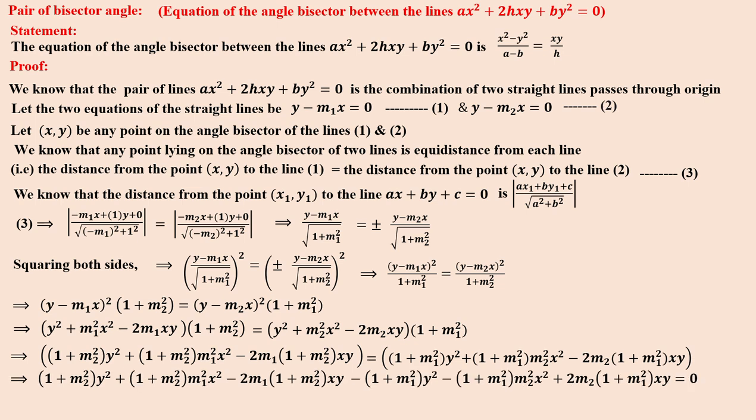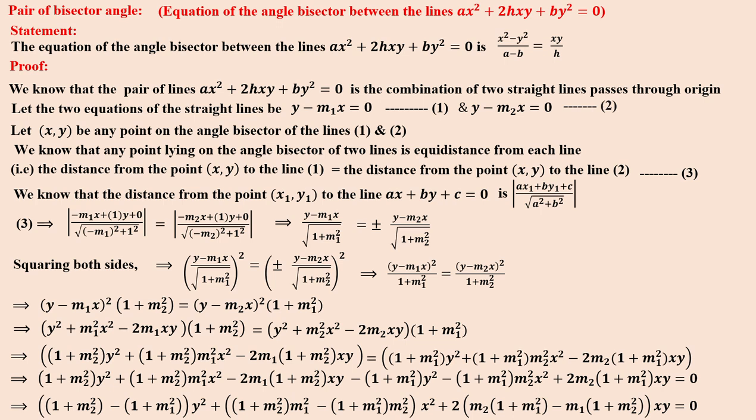Now we are bringing all the right hand terms to the left hand side, so we are changing the sign of those terms. That is 1 plus m2 square y square plus 1 plus m2 square m1 square x square minus 2m1 into 1 plus m2 square xy. Then we are bringing those terms from the right hand side. First term minus 1 plus m1 square y square, minus 1 plus m1 square m2 square x square, that minus becomes plus 2m2 into 1 plus m1 square xy, equal to 0.